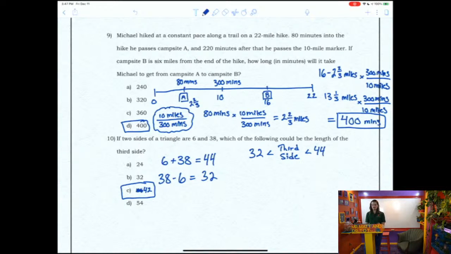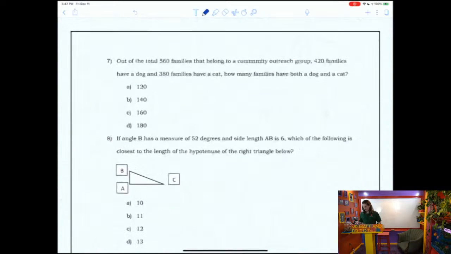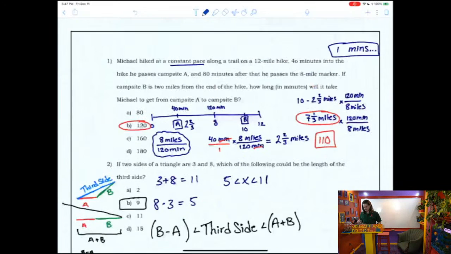So the third side length has to be less than 44. 38 minus 6 is 32, so the third side length has to be greater than 32. So the third side length has to be greater than 32 and less than 44, so I changed answer selection C to 42 to make sure that it fit in between that interval. So the answer here was C. If you have any questions, then please let me know. Otherwise, let's go back to a new type of problem, or two pairs of problems.